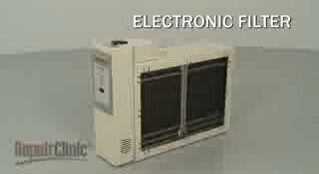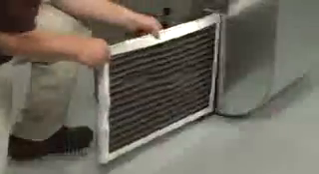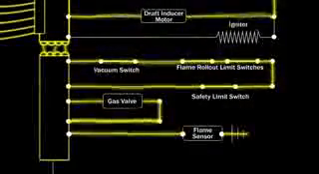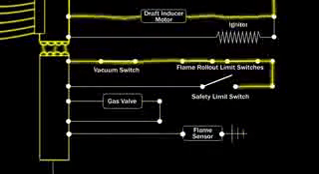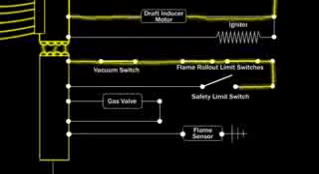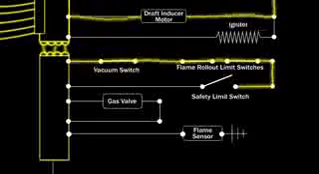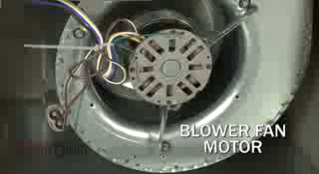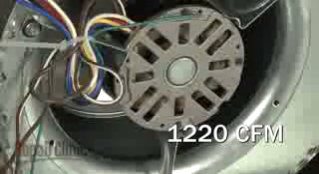Some homes will have an electronic air filter, which is powered by the furnace control board when the circulation blower fan turns on. Mounted near the heat exchanger is a safety limit switch that monitors the air temperature. If the filter is clogged or the circulation blower fan motor fails, the heat exchanger will overheat. The limit switch will open and the control board will shut off voltage to the gas valve to prevent damage to the furnace. The blower fan motor can run at multiple speeds to improve efficiency. Lower speeds are used when the furnace is heating, and higher speeds are used for air conditioning.